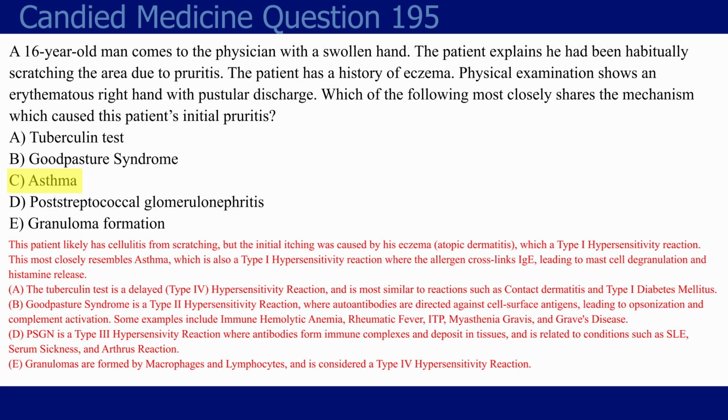And similarly, Arthus reaction, which is usually associated with like immunizations. You'll have immune complex deposition in blood vessels, and you can have very bad inflammation, edema, and in very severe cases, it can have necrosis. Again, it's more important, I think, that you know that it's a type 3 hypersensitivity reaction rather than actually being able to diagnose Arthus reaction necessarily. And finally, we have choice E, granuloma formation. Granulomas are formed by macrophages, lymphocytes, T-cell mediated a lot of times, so it's considered type 4 hypersensitivity.